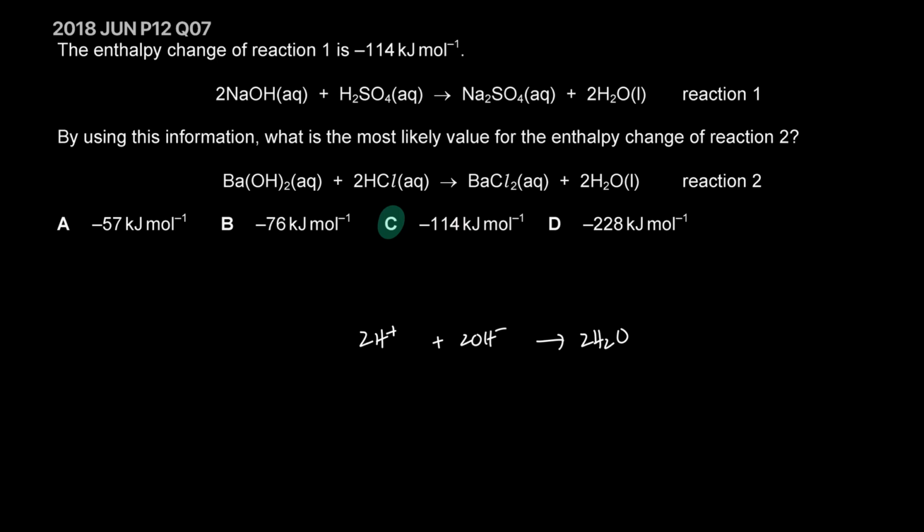Here you should be able to identify that we have metal hydroxides reacting with strong acids to form salt and water. So all the ions, the sodium ions, the barium ions, the sulfate ions, the chloride ions, they're all spectator ions. The reaction that's taking place here is neutralization between H plus and OH minus to form H2O. And since we're making 2 moles of H2O in both cases, we have the same number of moles of H2O, and therefore the enthalpy change for both the reactions is the exact same.